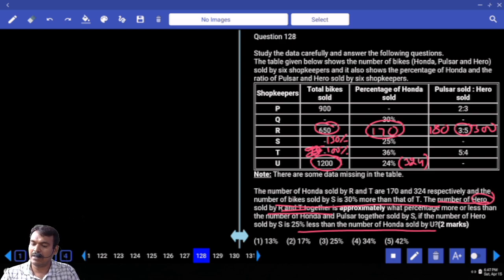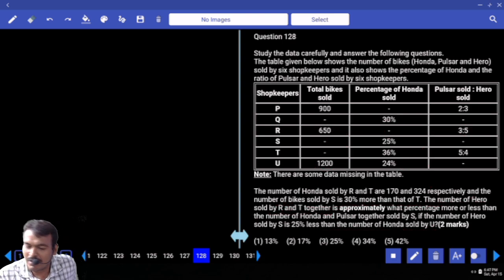Again, R and T Hero value. What is the T Hero value? Sorry, T it is 324. This is 324. Just 1 minute. What is the 36% value? 324. Means 100% value 900. Compared to 900, 30% more. What is the 30% of 900? 270. It is 1170. All the values we are getting.